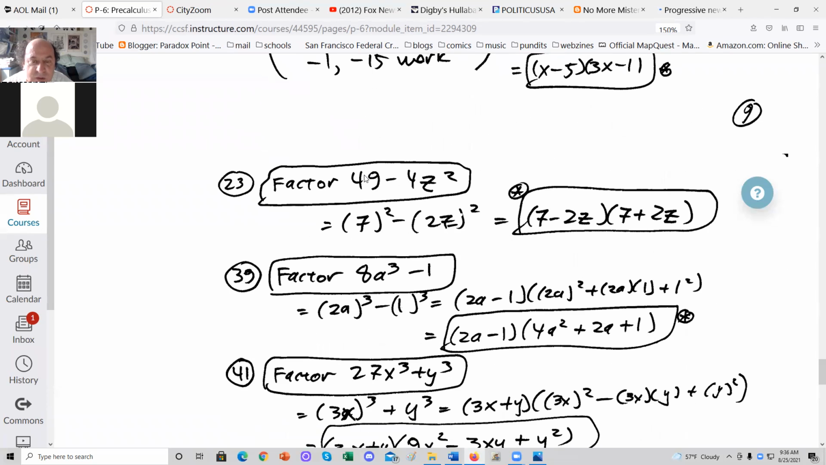Okay, to factor 49 minus 4z squared. Well, 49 is the square of 7. 4z squared is the square of 2z. It's a difference of squares, so it's a difference times a sum. 7 minus 2z times 7 plus 2z.